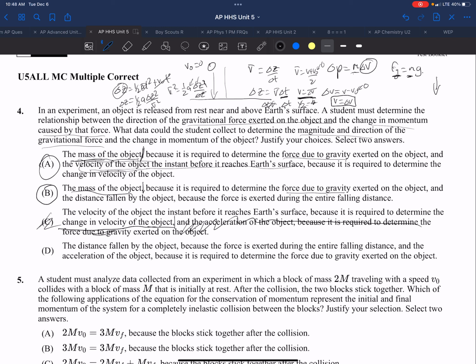So we've got distance fallen, because the force acts over the entire distance, and the acceleration of the object, so here's the acceleration, we already know that. Determine the force due to gravity on the object. Well, that's true, but we already know that, so D is out.